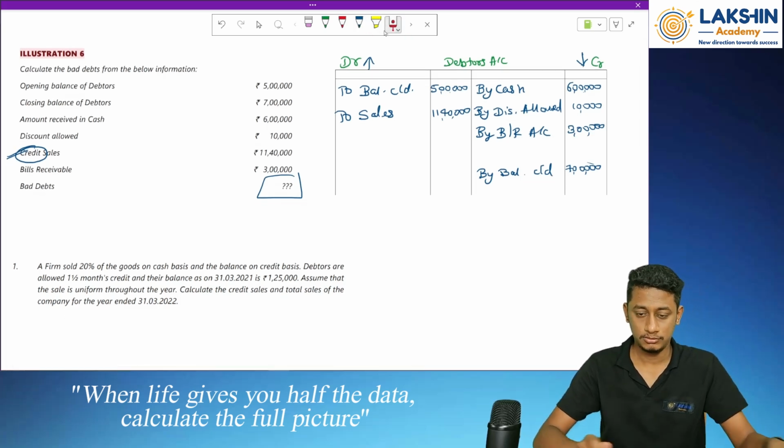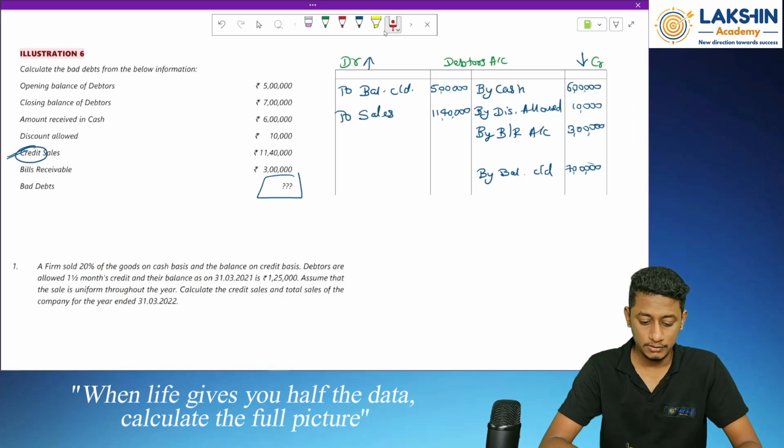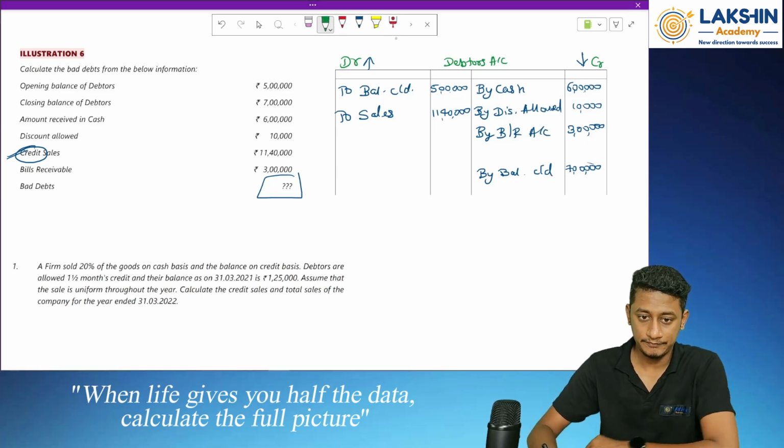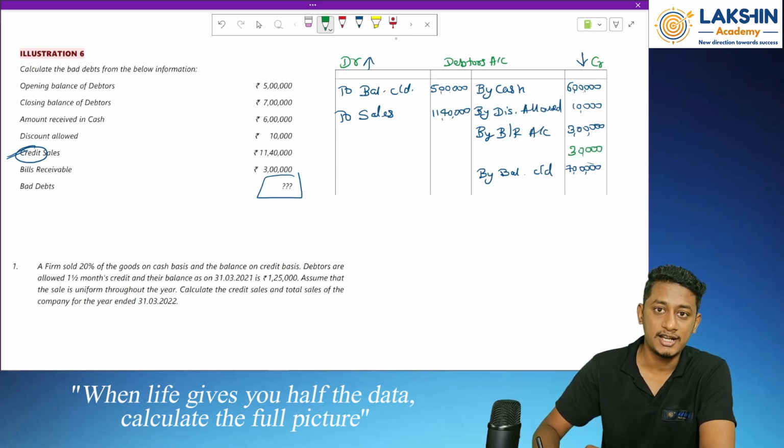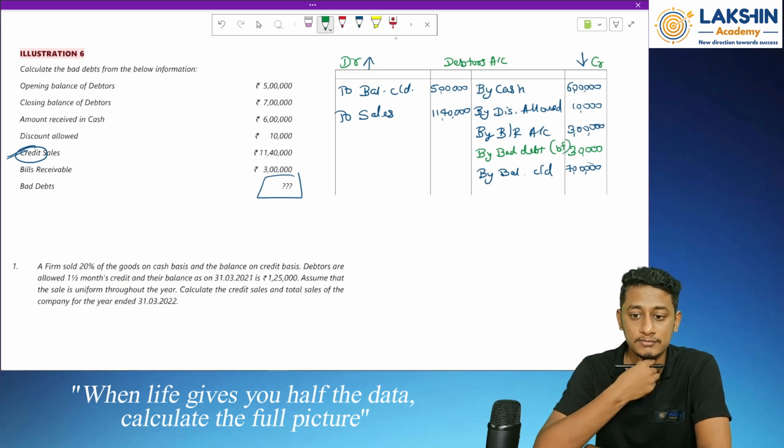Now let us find the value of bad debts. So 5 lakh plus 11 lakh 40,000 minus 6 lakh minus 10,000 minus 3 lakh minus 7 lakh. So this is how much? 30,000 rupees. So 30,000 rupees I have got on the credit side as a difference figure or the balancing figure. Now what is this called? In this case it is my bad debts. This is my balancing figure. This is how you find out the value of the difference figure.